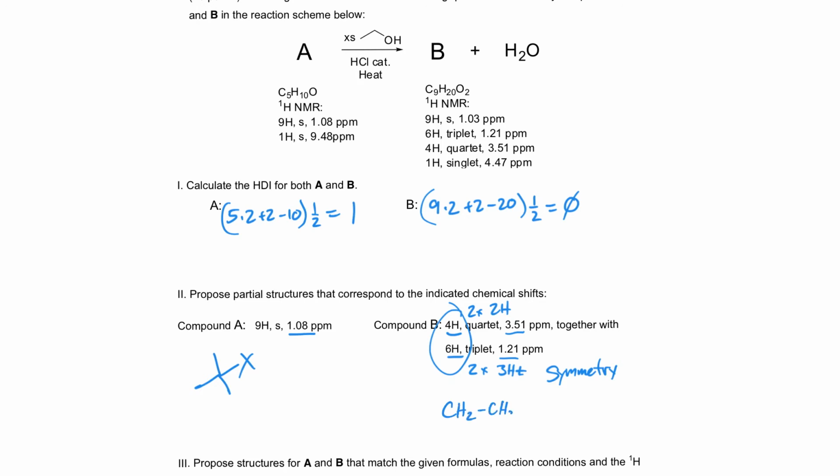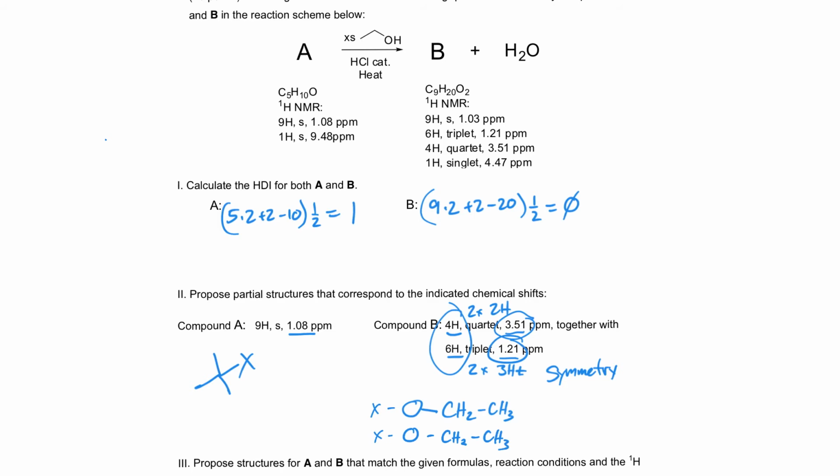The CH3 is probably indicated by this triplet at 1.21. And because the 4H quartet is at 3.51, most likely it's attached to an oxygen. I do have 2 oxygens here, so I think we have 2 ethoxy groups. I don't know what these oxygens are attached to, but I think they are there.